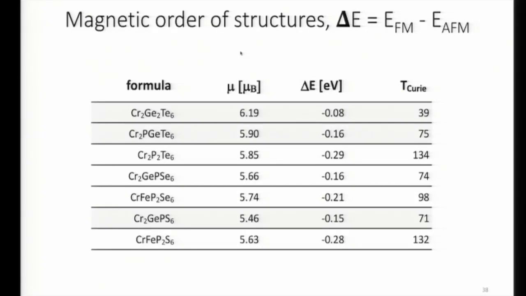We find that there are some structures, such as chromium phosphorus telluride, which have much larger excitation energy and much larger Curie temperature. So if we were to try to synthesize these, we might expect that the Curie temperature for this structure has a much higher value than that of chromium germanium telluride.